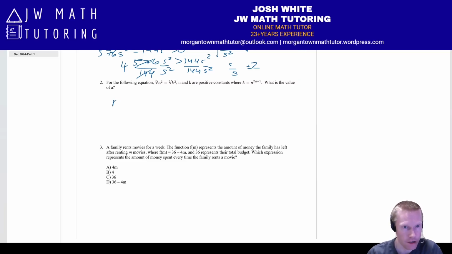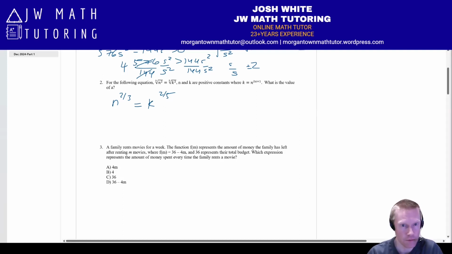rewrite this as n to the 2/3 power. On the right side, this is k to the 2/5 power, just going from radical form to rational exponent form. Now, you can technically replace k with what it's equal to, which is just n to the 2a plus 1. So I'm just going to do that. So I have n to the 2a plus 1, and that whole thing is raised still to the 2/5 power.